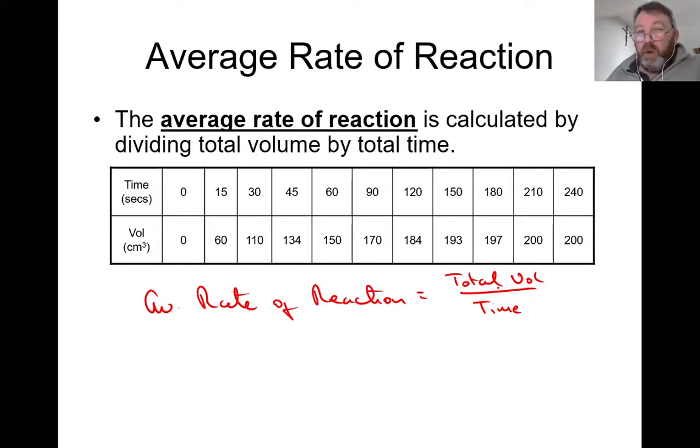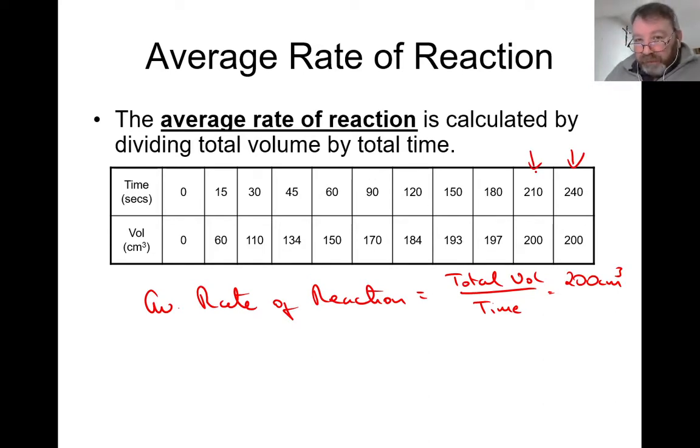taken. Now this is where you have to be careful. First of all, what's the total volume of oxygen produced? Well, just run along the bottom line. The total volume of oxygen produced is 200 centimeters cubed. Now here's the key thing. How long did it take to produce 200 centimeters cubed? When was my reaction finished? Was it finished here or was it finished here?